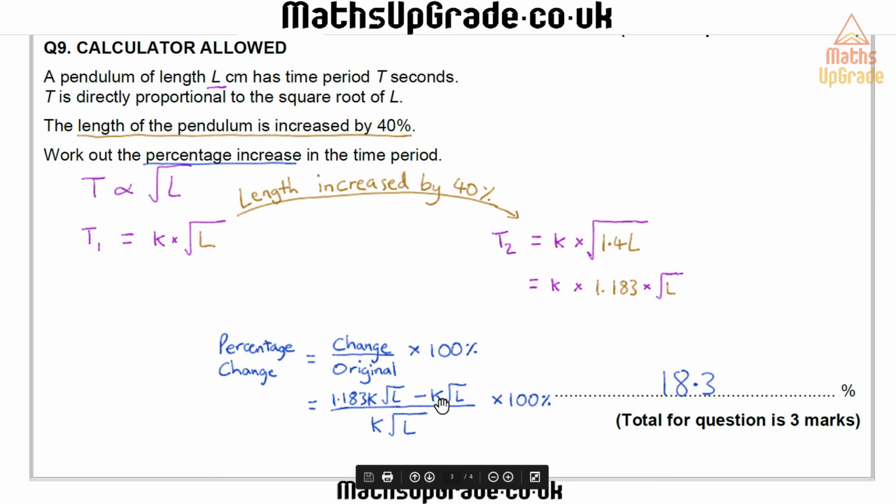Now, in this fraction, since I've got a factor of k root L in the entire numerator and the entire denominator, this k root L can simply cancel out. So I'm left with 1.183 subtract 1. 1.183 subtract 1 is 0.183. Times that by 100%, that is 18.3%. And that is your 3 marks for that question there.